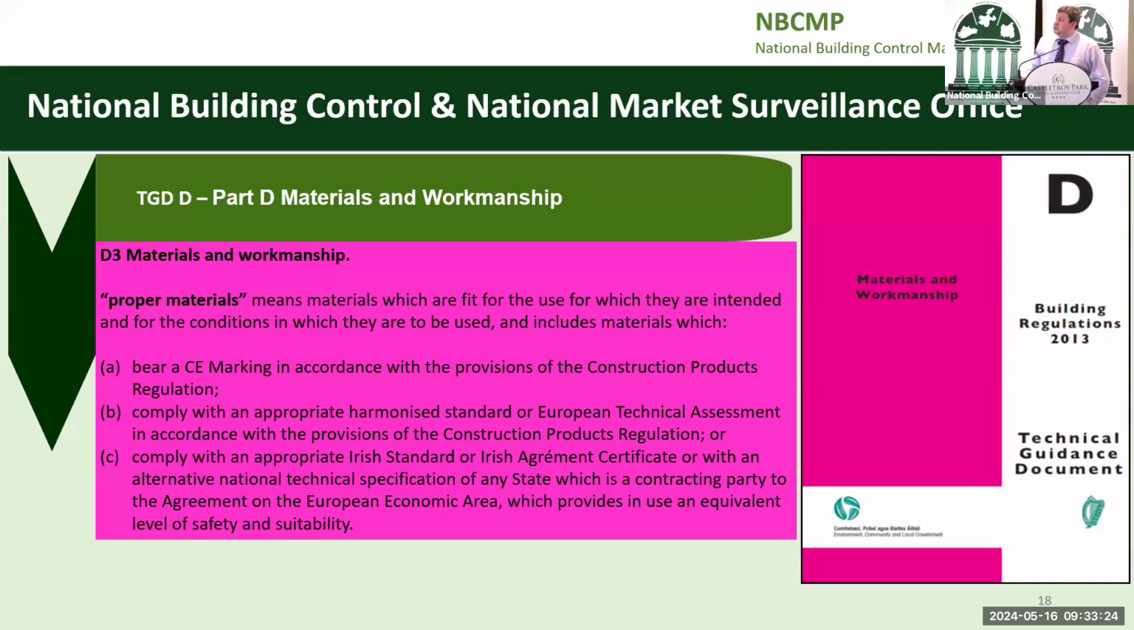So they bear a CE marking in accordance with the provisions of the construction product regulations. So manufacturers, DOP and CE marking. Comply with an appropriate harmonised standard or European technical assessment in accordance with the provisions of the construction product regulations, and comply with an appropriate Irish standard, Irish Agreement Cert, or alternative national technical specification of any state which is a contracting party to the agreement on the European Economic Area.